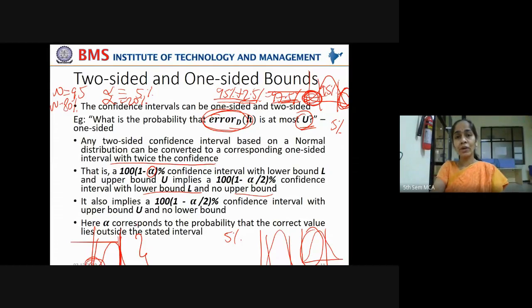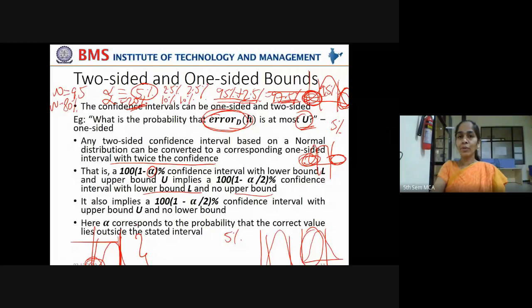Now, if your bound is a two-sided bound, in that case this 5% will be shared as 2.5% and 2.5%. Again, if it is a two-sided bound, then this 20% is shared as 10% and 10% on either side of the curve, like this. This is 10% and this is 10%, or this is 2.5% and this is 2.5%. Got it? That is called the level of significance alpha.